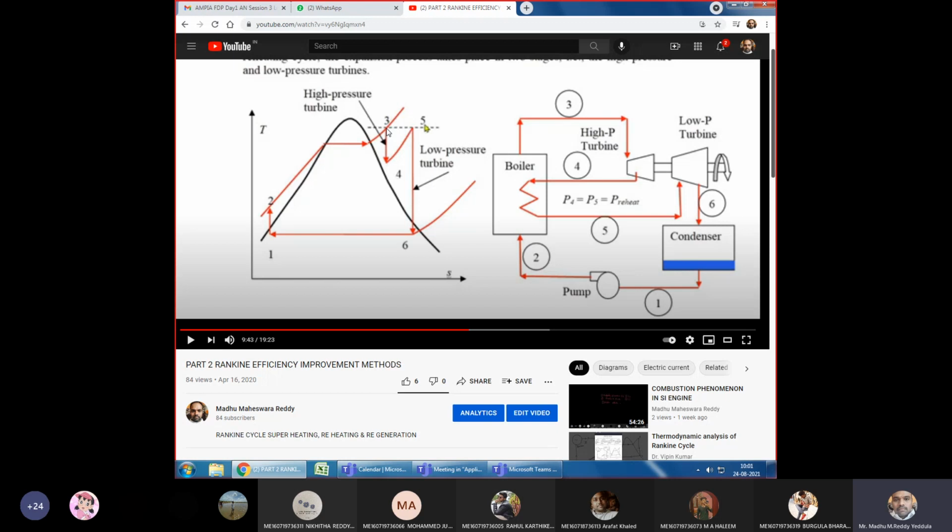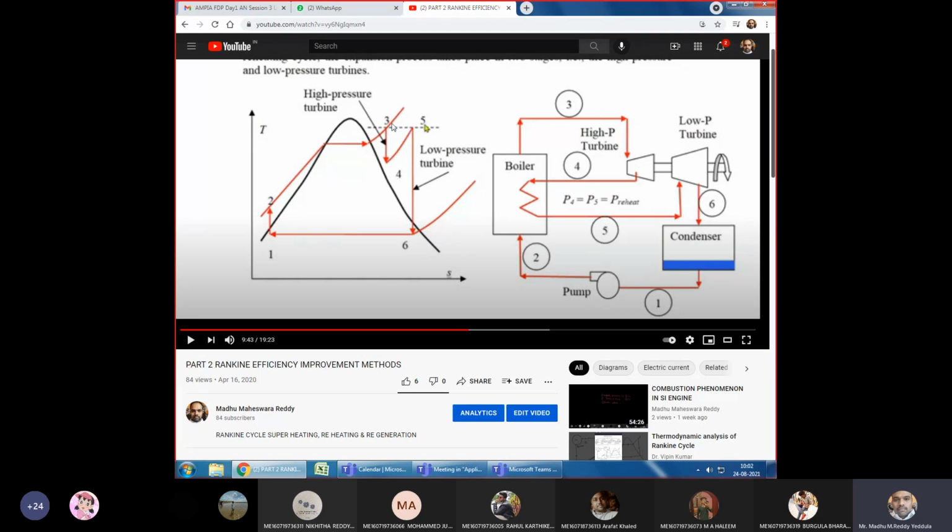You can see clearly that point 3 is the point at which the steam enters the high pressure turbine, and 3 to 4 the steam is expanded over the high pressure turbine. Thereby what happened? The steam quality will be decreased and moisture will be formed. And now again 4 to 5 we are reheating the steam to the same temperature. At 5 the steam is entering the low pressure turbine, and 5 to 6 it is expanding, right?